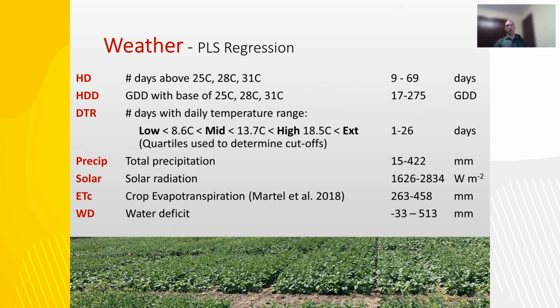Total precipitation for all the different weeks is included. Solar radiation and crop evapotranspiration, calculated based on Martel's model, and water deficit are included as well. And the ranges, if values are provided for the entire data set from emergence to maturity, just to give you an idea.